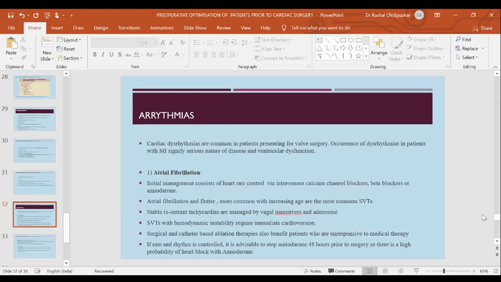Stable reentrant tachycardias can be managed by vagal maneuvers and adenosine. Supraventricular tachycardias, if associated with hemodynamic instability, require immediate cardioversion. Surgical and catheter ablation therapies are also available, which benefit the patients who are not responding to medical therapy. And most importantly, if we have started the patient on amiodarone, but if the rate and rhythm is controlled, then it is advisable to stop amiodarone 48 hours prior to the surgery because it can cause hypotension and there's a possibility of heart block also with amiodarone.